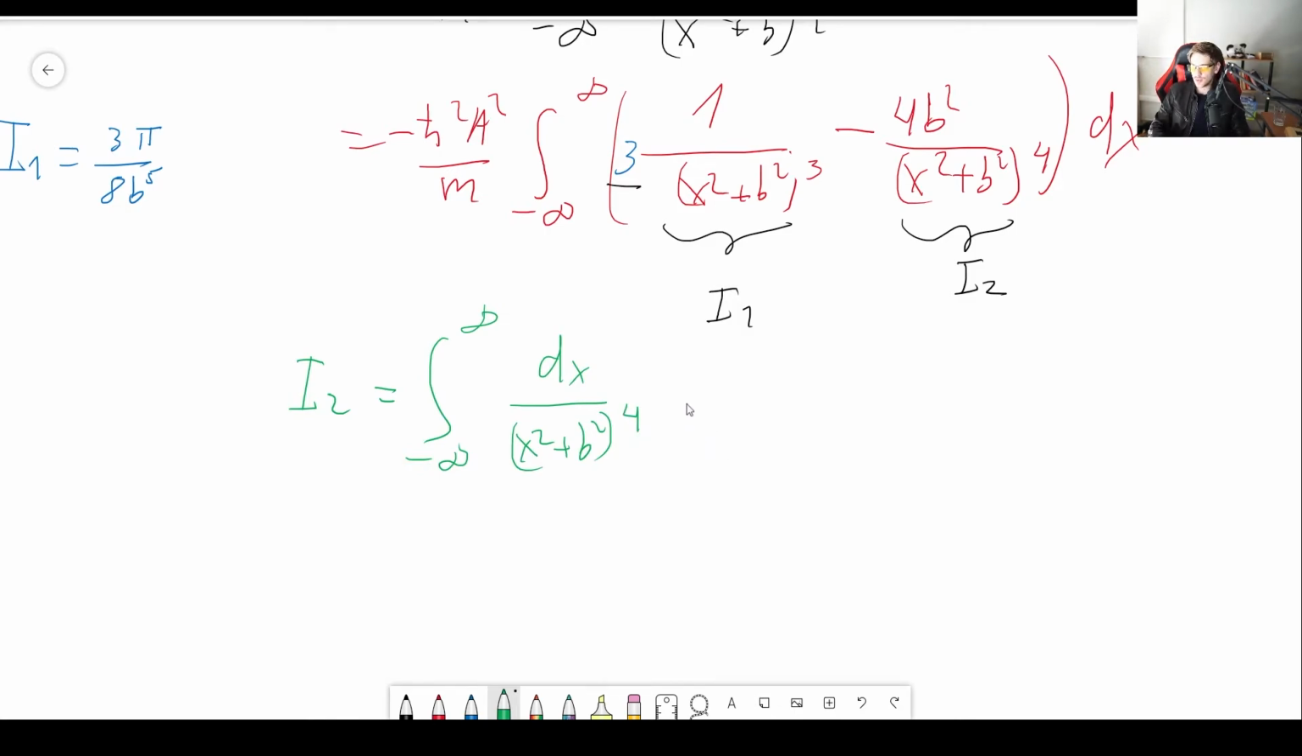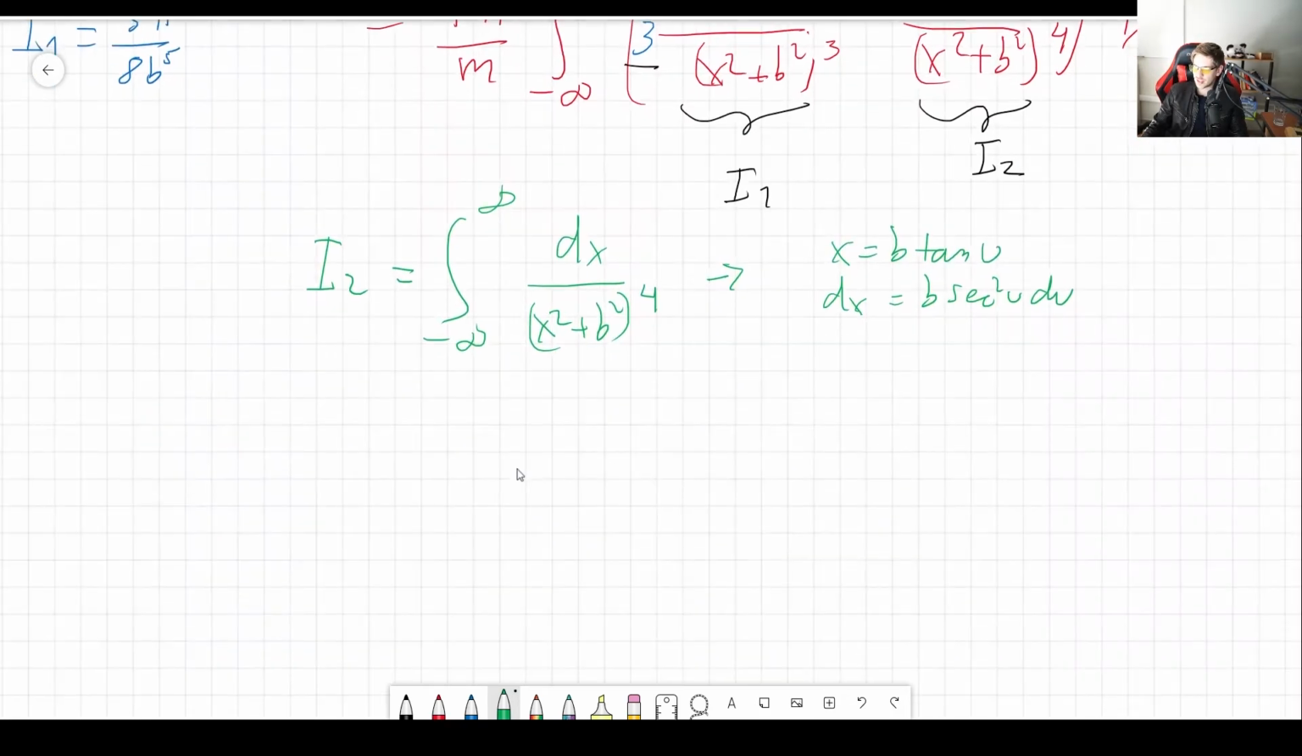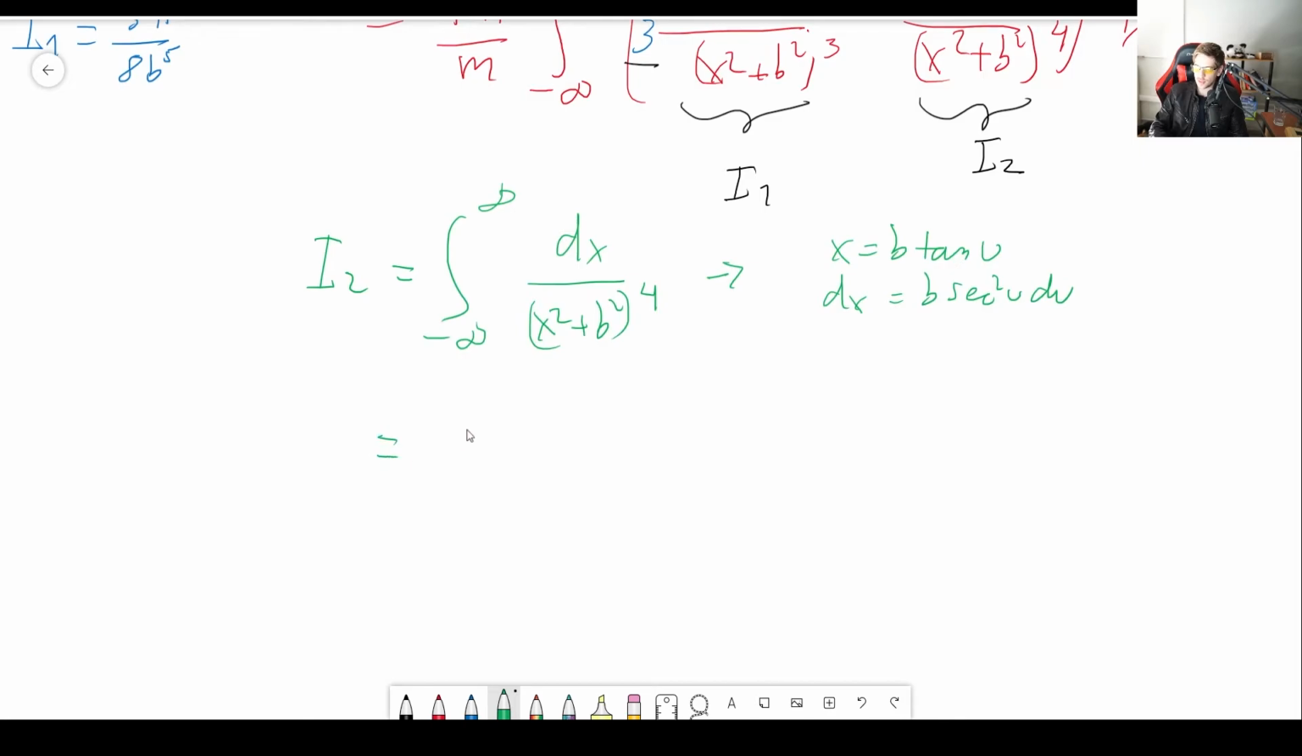Okay, so how do we solve this? Well, again, let's use x equals b tangent of u, and then dx is going to be b secant squared of u du. And now let's plug it in. Again, limits are going to be the same as before, from minus pi over 2 to pi over 2.